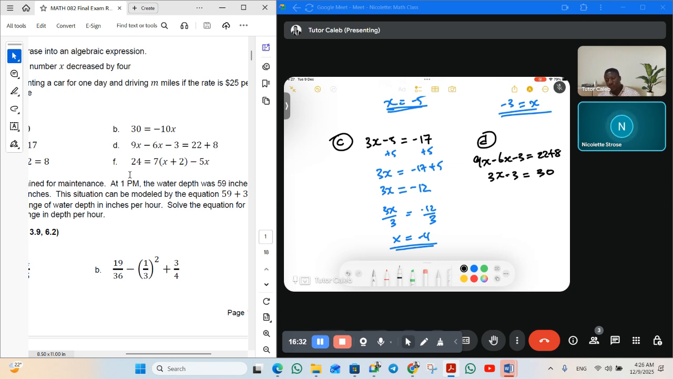So that's 3x. And now we add 3 on both sides. Yes. So we have 3x equals 33. And then we divide 3 on both sides. Yes, you get x equals 11. That's x equals 11.